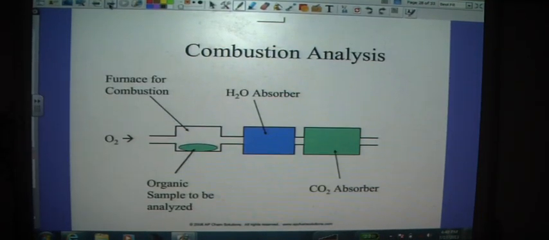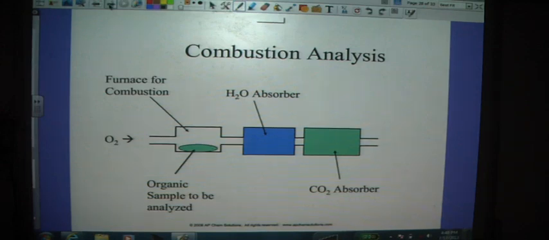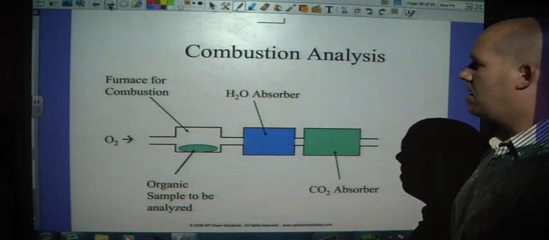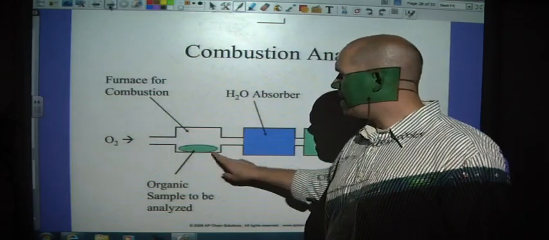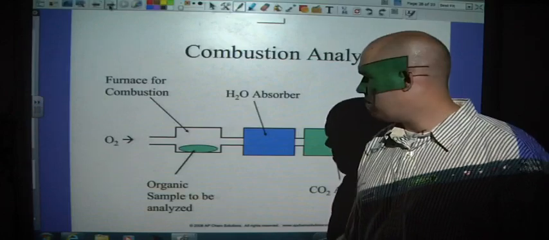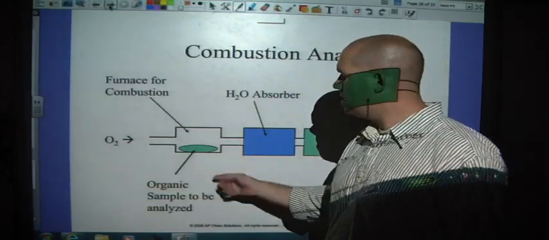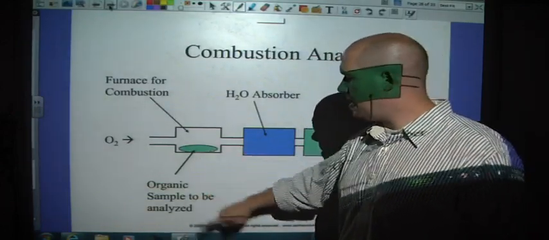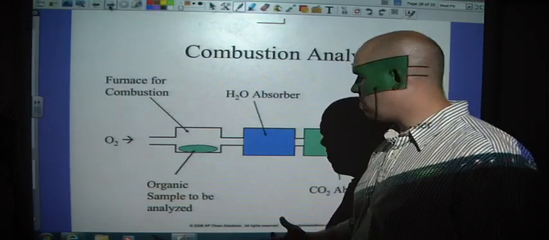Welcome to combustion analysis, and that will be our focus for this lecture. Okay, combustion analysis. We're going to combust something, in this case a hydrocarbon. So in here we have this chamber. Okay, we'll call it the furnace because we're going to apply heat to it. And that's our substance. Organic meaning it contains carbon and hydrogen, really carbon.